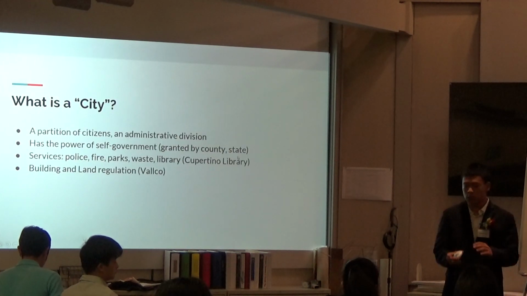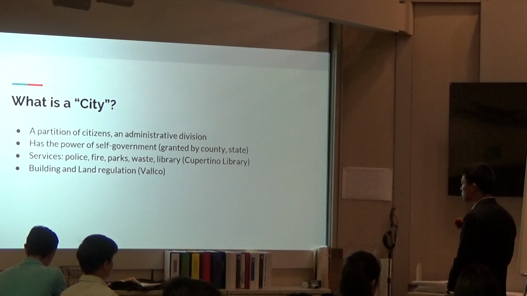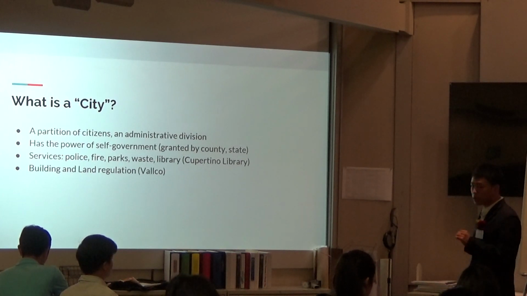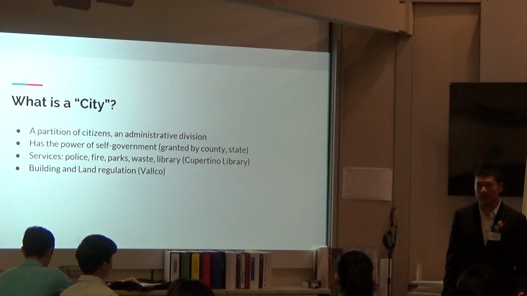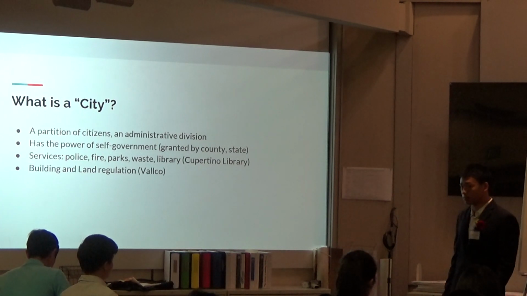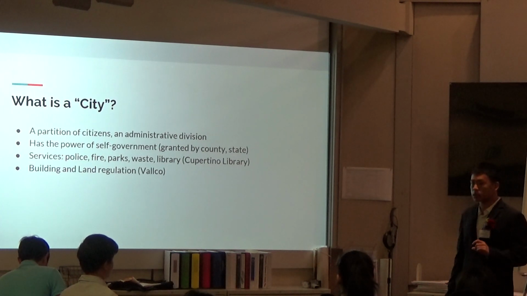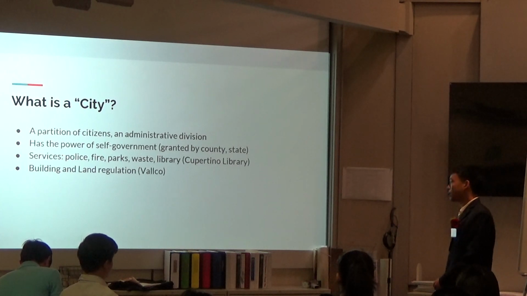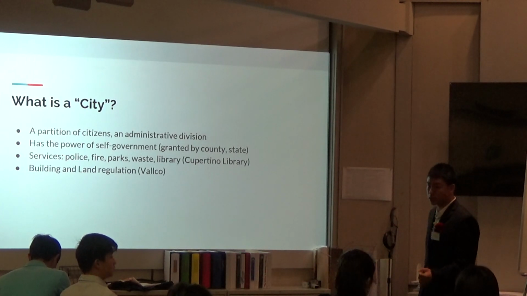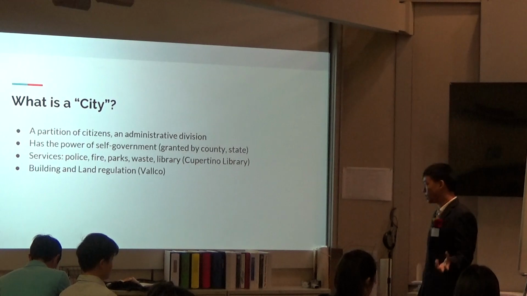So first of all, what is a city? Well, a city is really just a group of citizens. It's a division of people. And so a city has power of self-government. That means the city can decide what it wants to do. Now, there are obviously certain things that they have to follow. For example, they have to follow county rules. They have to follow state rules. These are obviously going to be more important than the city rules.